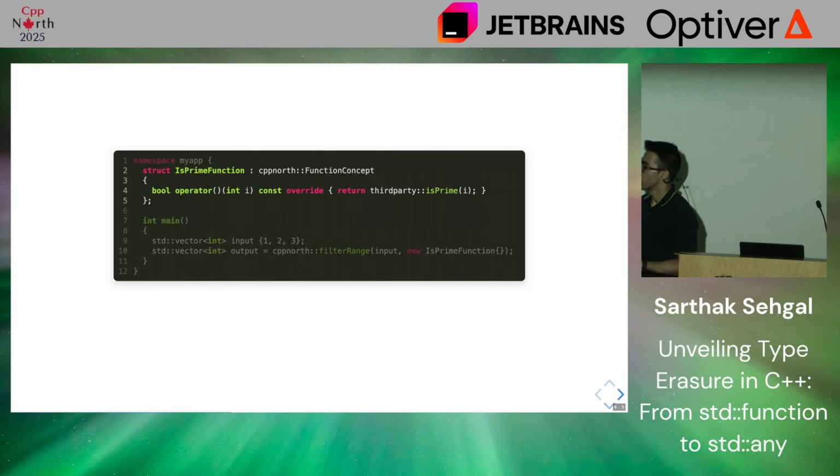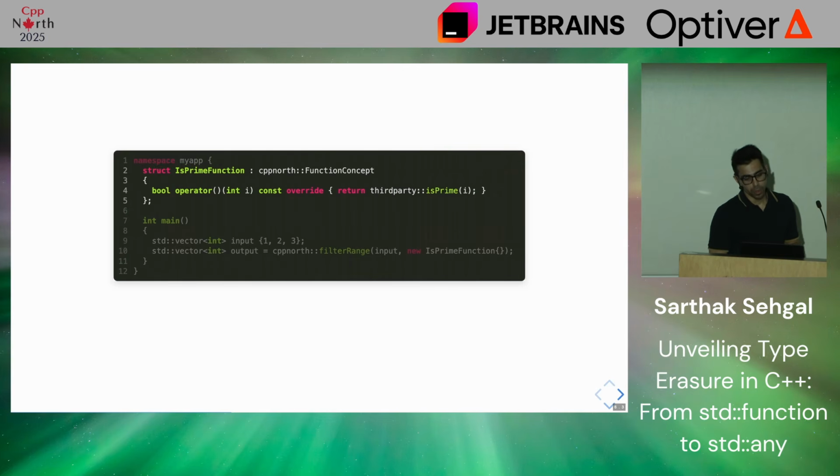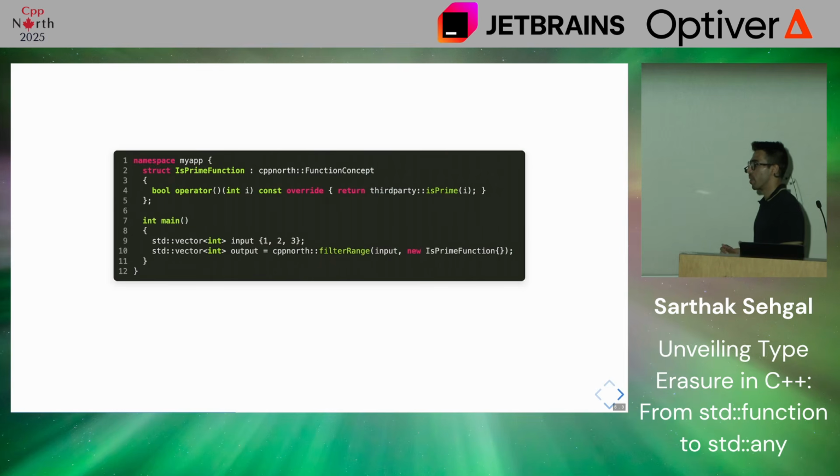make a functor out of this. So here I have a new class called is prime function. All this does is derive from the function concept interface. One of the libraries is providing this function concept interface, the library that has the filter range function, let's say the CppNorth namespace. And in my application, I want to use the third-party is prime function. All I really need to do is define my own class, derived from that interface function concept, and implement the virtual function override. So it is possible to use third-party functions. It's just a bit cumbersome.